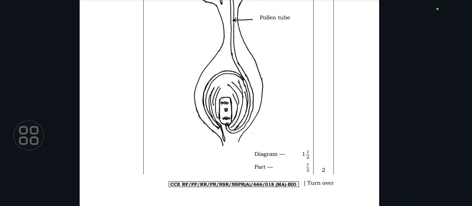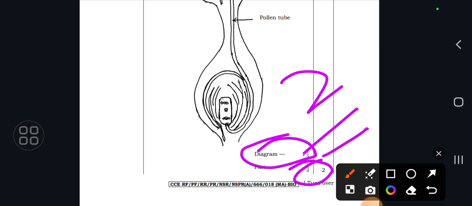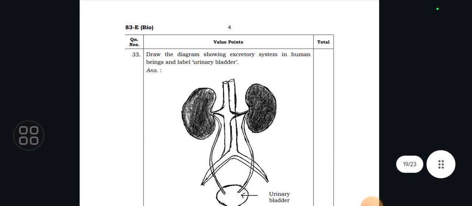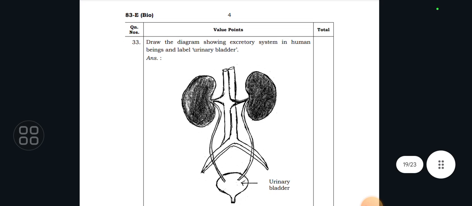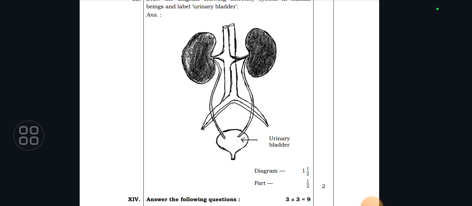Again, you can see the distribution of the marks over here. 1.5 for the diagram and half for labeling, total 2 marks assigned for this particular question. And this is again a diagram from the biology section.